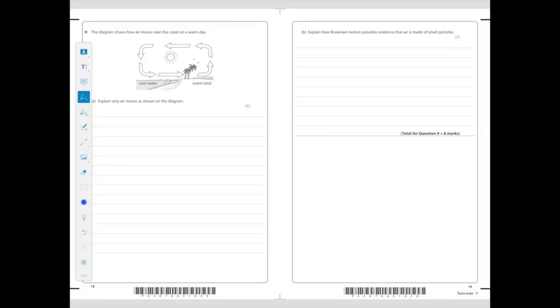So first of all, state that energy is transferred from the sun, which heats the land. This means that air above the warm land becomes warmer, so the particles gain kinetic energy, and effectively the air expands and becomes less dense. This means that that heated air rises, and therefore there's a space, so cooler, denser air falls in order to replace that warm air, and you've therefore created a convection current which repeats.